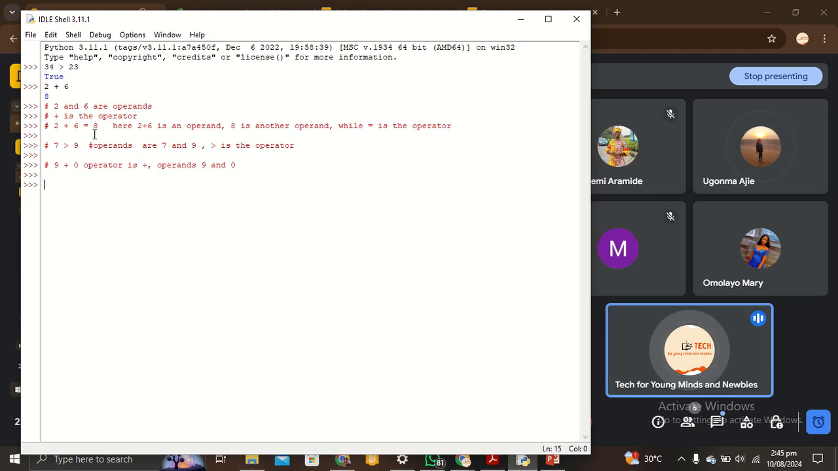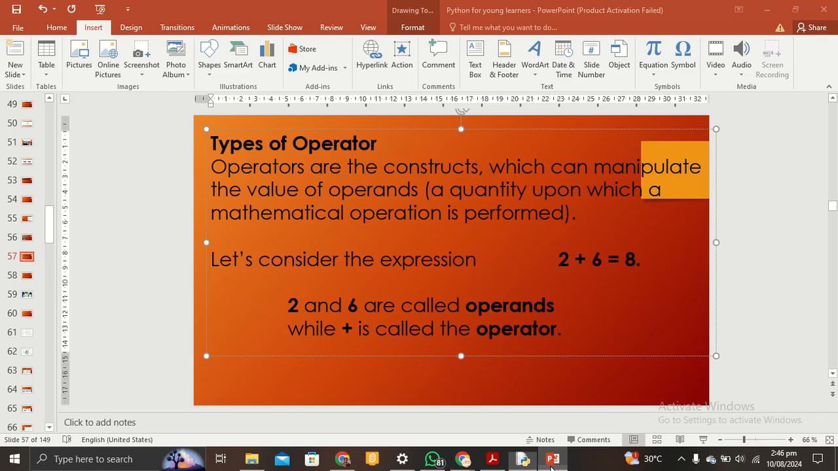Okay, ma. Do you mean 2 plus 6 is equal to 8? No, I mean the number 8. You wrote it is another operand. So does it have a name? No. 8 is an operand. 2 and 6 are operands. 8 is an operand. That should be a mistake. Okay, ma. Alright, thanks. Okay, so let's continue.